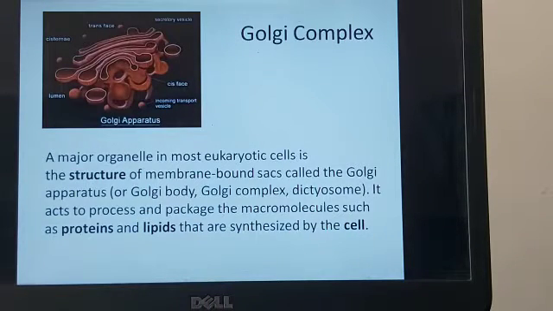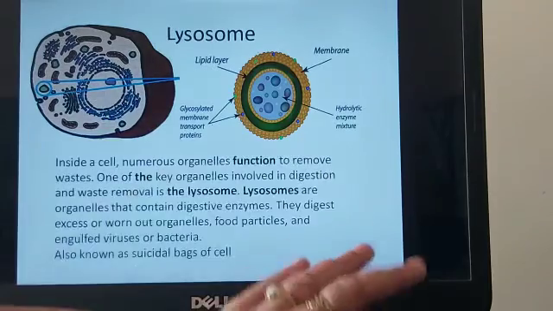Now let us see the Golgi complex. This is the structure of the Golgi complex. It is a major organelle present in eukaryotic cells, and it is also known as dictyosome. It acts to process and package macromolecules such as proteins and lipids that are synthesized by the cell. The cell synthesizes the proteins and lipids, they are transported via the endoplasmic reticulum to the Golgi complex, and from the Golgi complex they perform the various functions and activities that they are meant for.